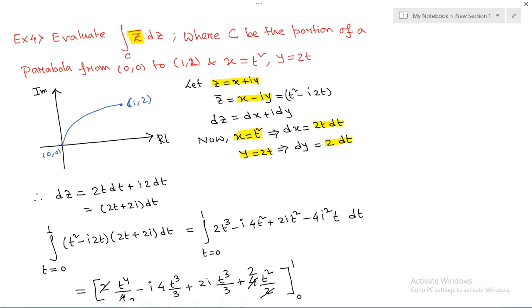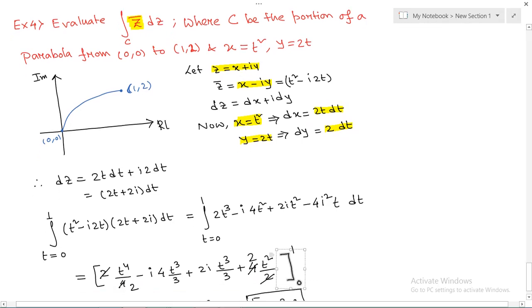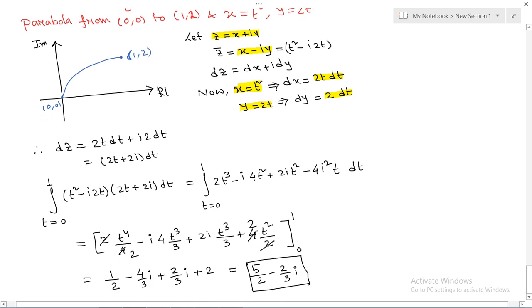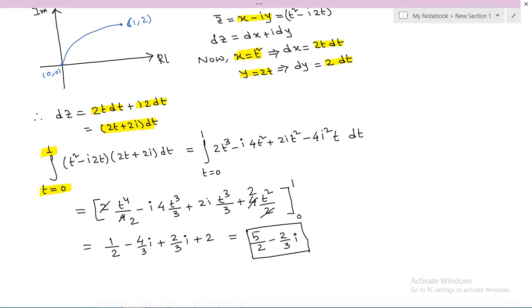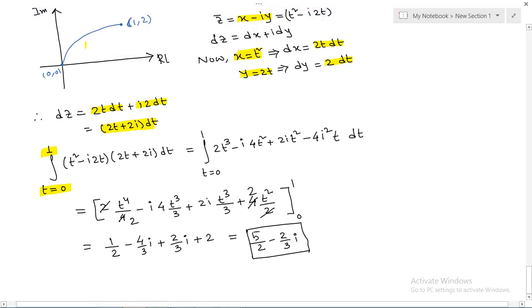So now if we just substitute everything, then what do we get for dz? dz will become 2t dt plus i 2 dt. So (2t plus 2i) dt. 2 you can take outside, that is (t plus i). So here we are going to substitute. Now the parameter t is going from 0 to 1. So let us explain how this parameter is going to be t equal to 0 to 1.